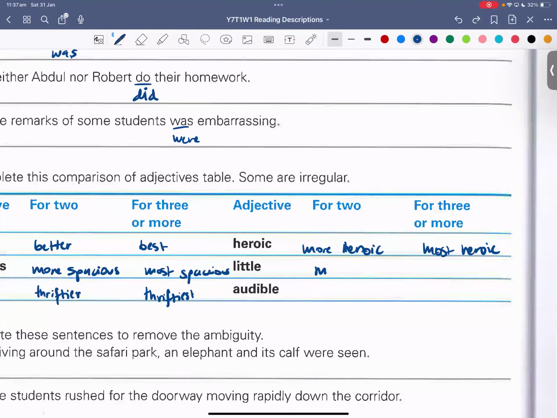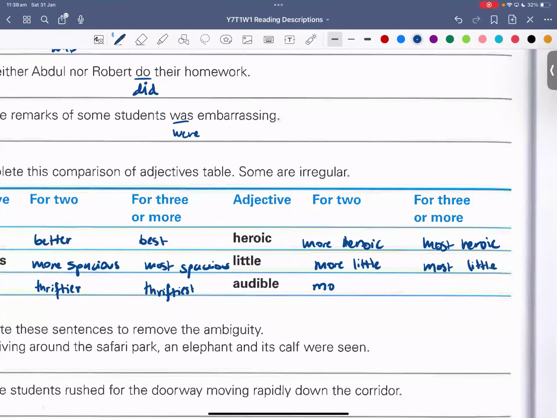Well, then the adjective would be small, right? The base word would be small. So it's actually more little and most little. Audible. Next person. Yes. Audibler is not a word.